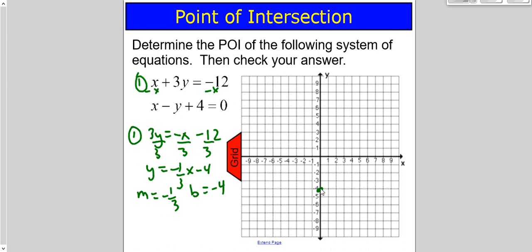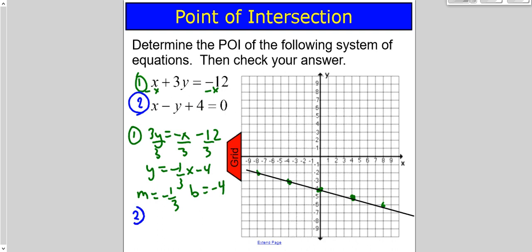Negative 1/3 means I'm going to go down 1 and to the right 4, down 1 to the right 4, and I can go up 1 to the left 4. Remember, opposite directions, up 1 to the left 4. We get this lovely line that looks something like that. And then from there, let's go to the second equation.